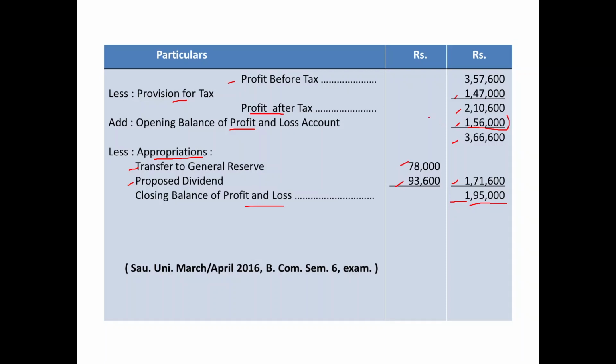Over here, as I explained, profit after tax, profit of the current year 2,10,600, and then afterwards these two appropriation items have been given: transferred to GR and proposed dividend, the total of which is 1,71,600. From the profit of the year 2,10,600, if you deduct these two appropriation items, the total of which is 1,71,600, that gives 39,000.